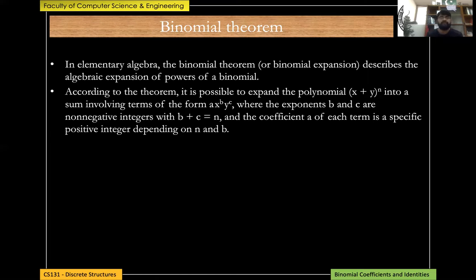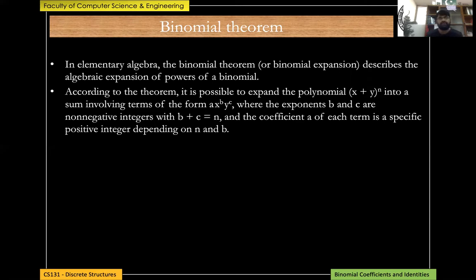According to this theorem, it is possible to expand the polynomial (x + y)^n into a sum involving terms of the form a x^b y^c, where the exponents b and c are non-negative integers with b + c equal to n, and the coefficient of each term, a, is a specific positive integer depending on n and b. In simple words, you have to expand the polynomial (x + y)^n into a form which contains x raised to some power, y raised to some power, and a coefficient a. So let's say x raised to power b, y raised to power c, with the coefficient a.